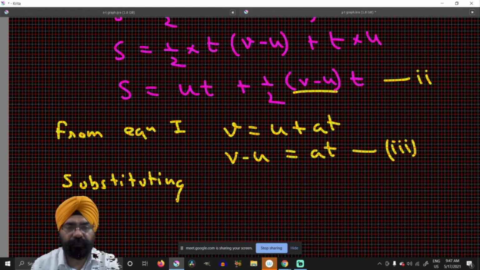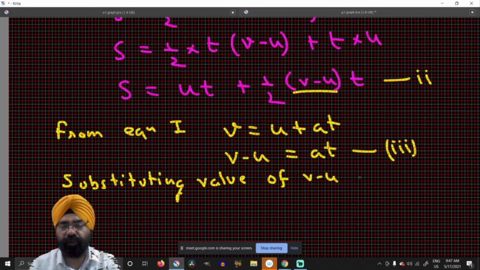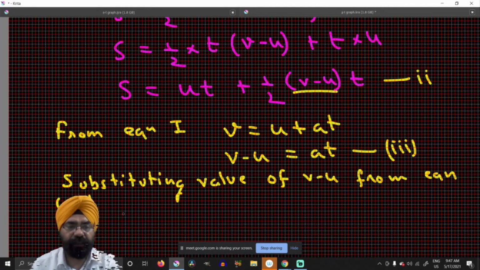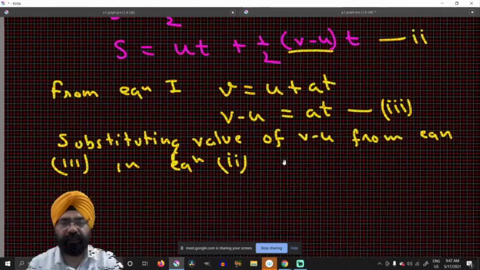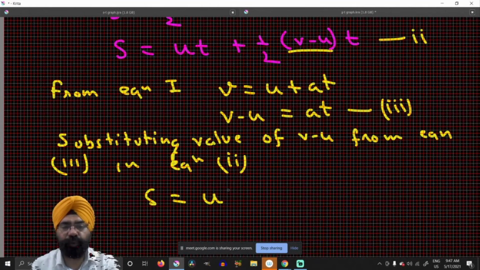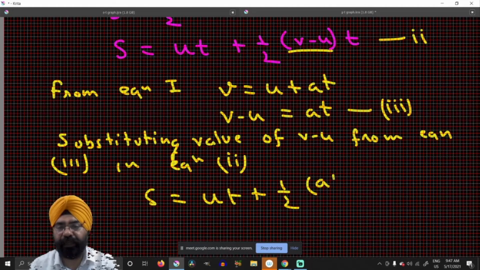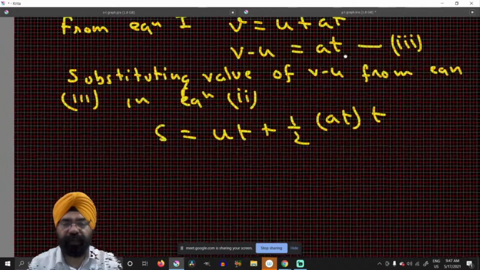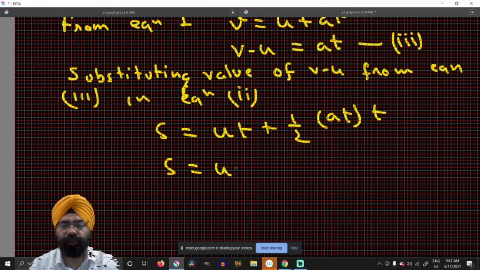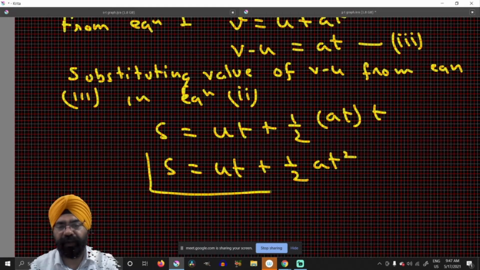Substituting value of V minus U from equation 3 in equation 2. What do we get? We get S is equal to UT plus half into (V minus U, which we have replaced with AT) into T. So we get S is equal to UT plus 1 by 2 AT square. This is what we wanted and we have got this. Everybody understood? Yes, sir.